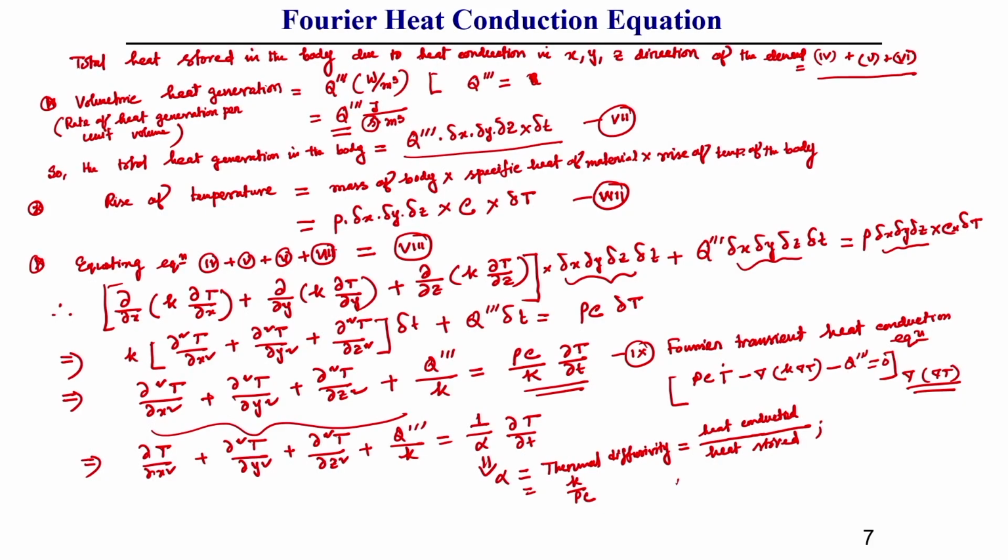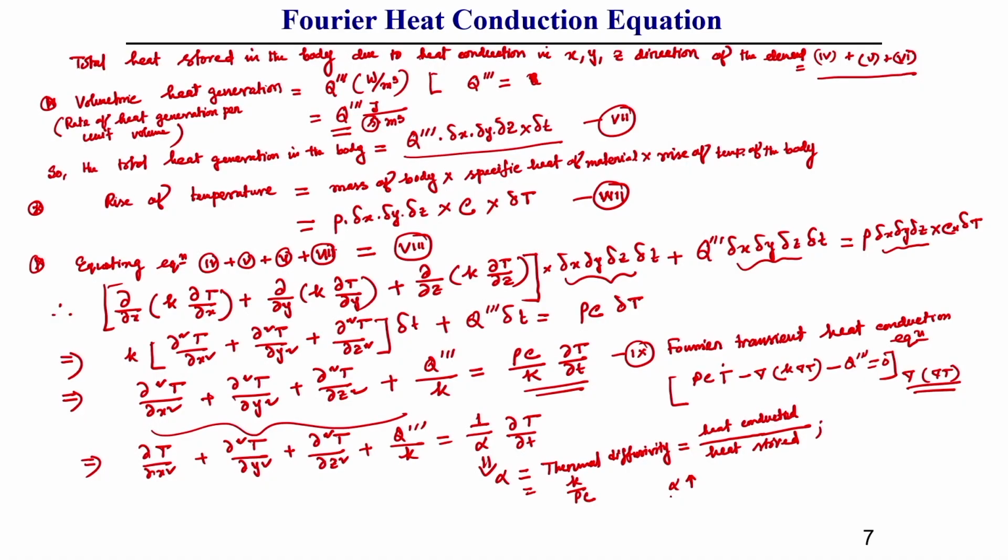If in a body this thermal diffusivity is high, if alpha is high, then that body's temperature will rise rapidly, as well as it will cool rapidly. That means its heating and cooling rate will be higher. If alpha is on the higher side, the body will heat quickly, and during cooling it also cools rapidly. This you should keep in mind.